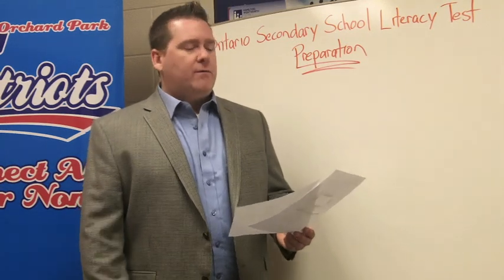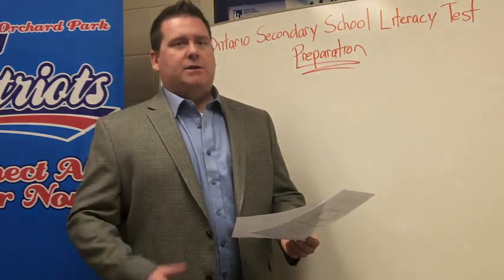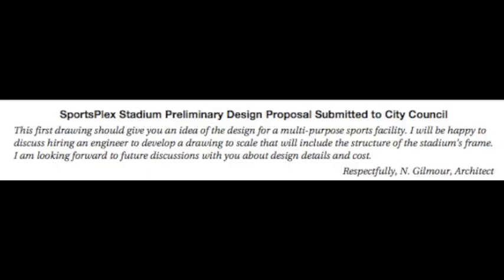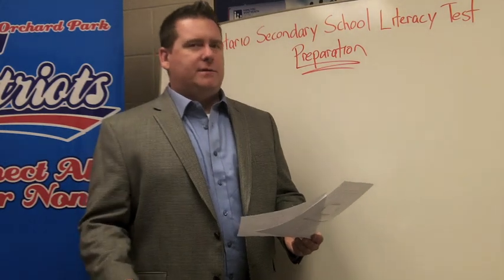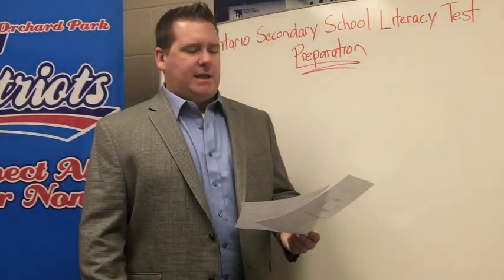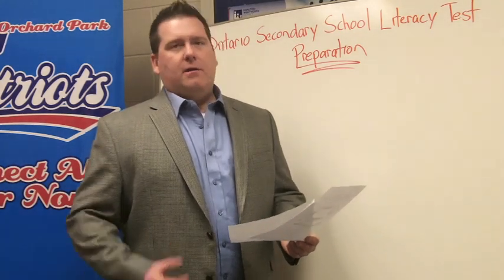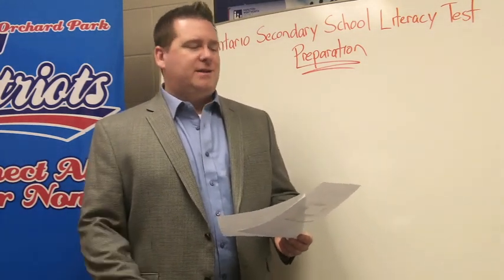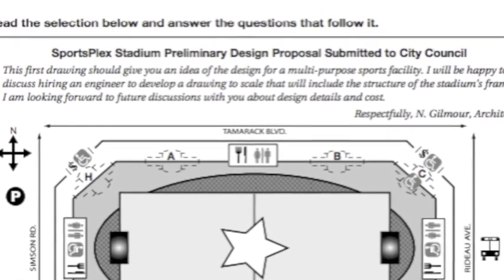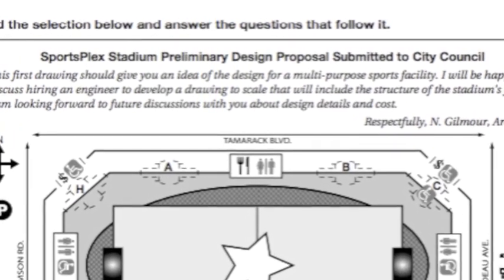D says an overview of the design details. But the last statement on this italicized selection says, I'm looking forward to future discussions with you about design details and cost, which means that the design details aren't really being considered at this point. So the correct answer is C, an introduction to the proposal, which you can also identify because of the title, Sportsplex Stadium Preliminary Design Proposal submitted to City Council.